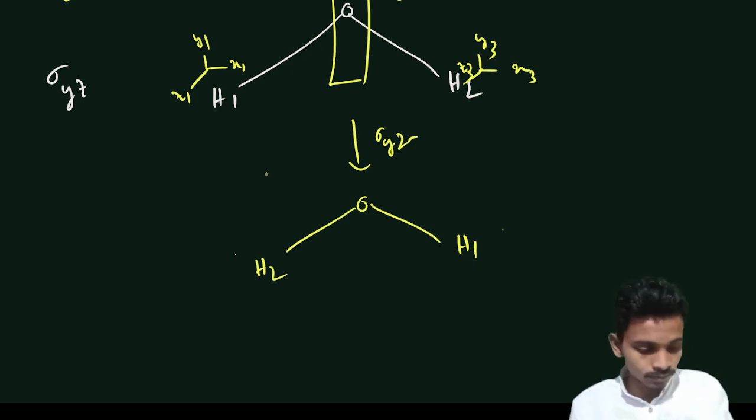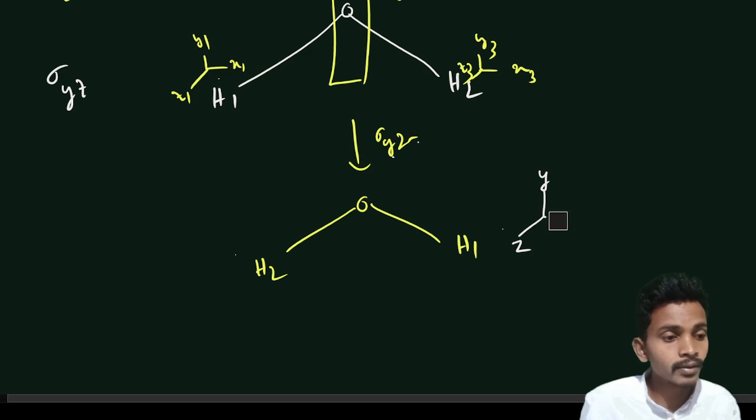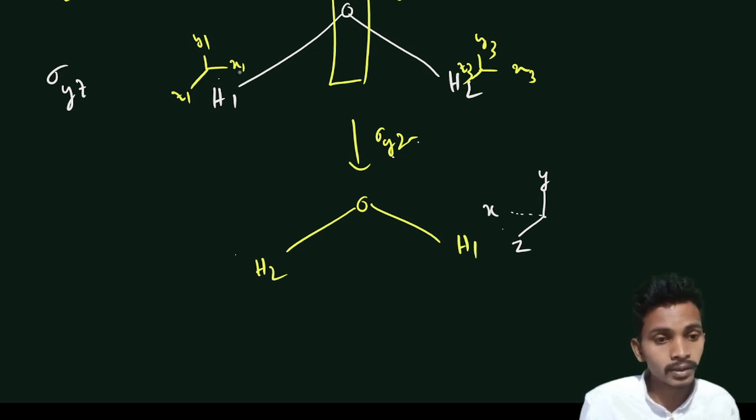It means what I said: first this will go to here, and since this is passing through y and z, y and z will not change. So y will not change, this y is not changed, and z is also not changed, and this x will go to the x side. Okay, this is about x1, y1 and z1.